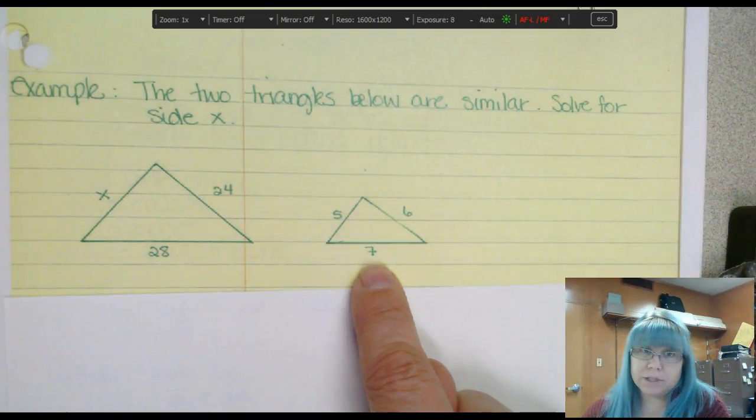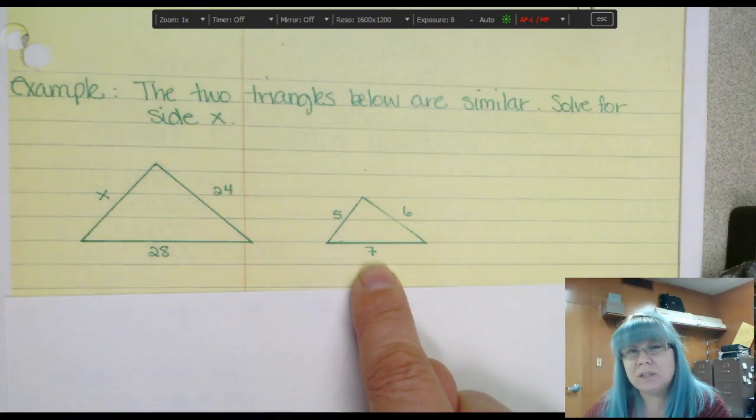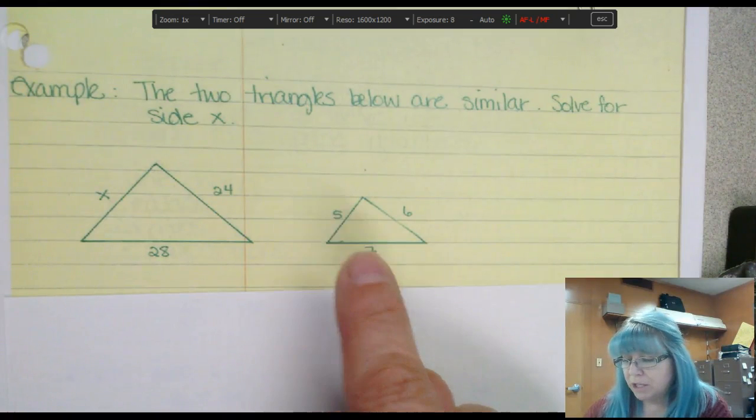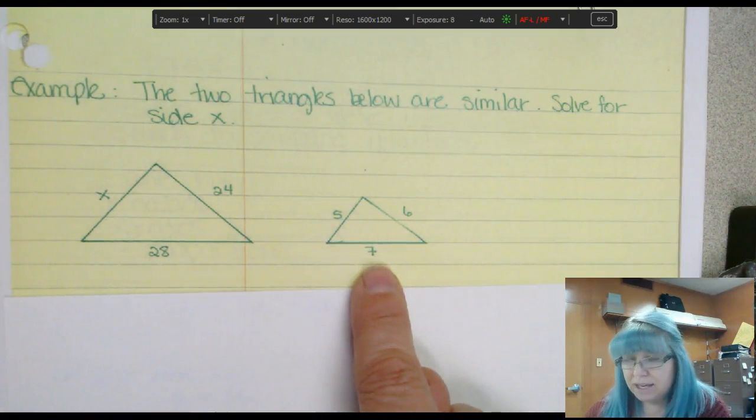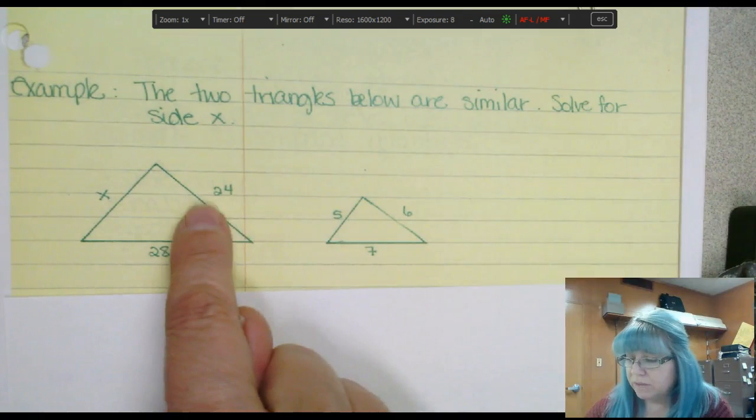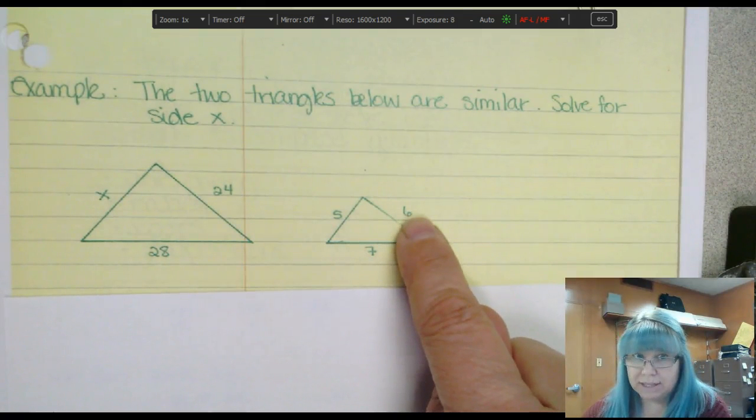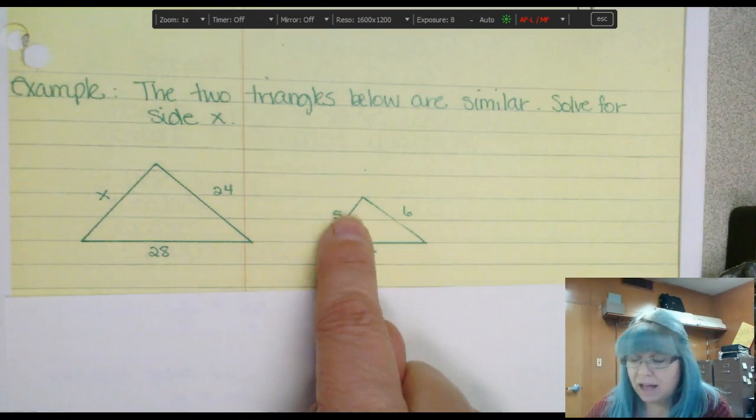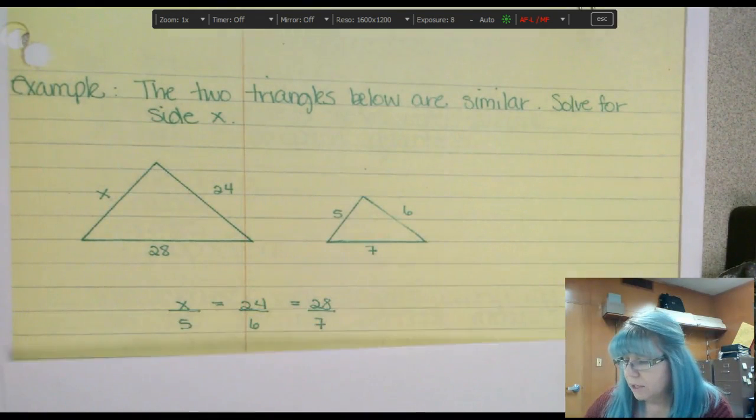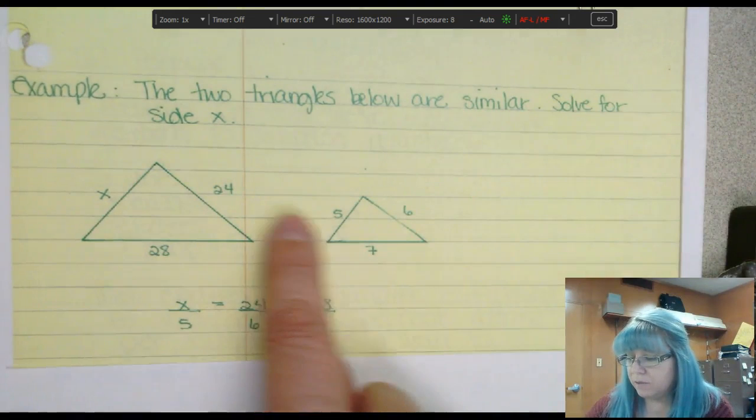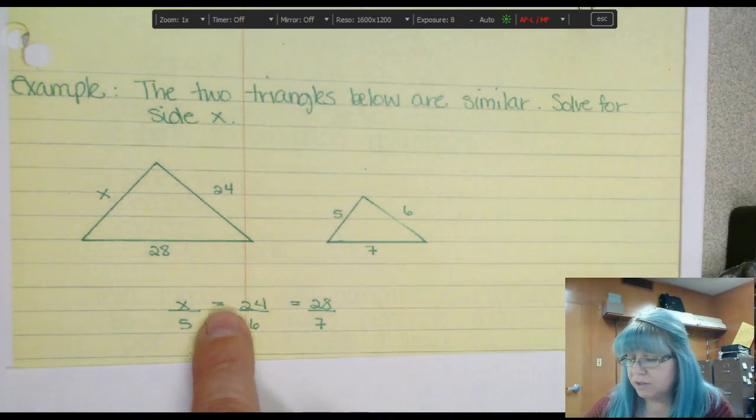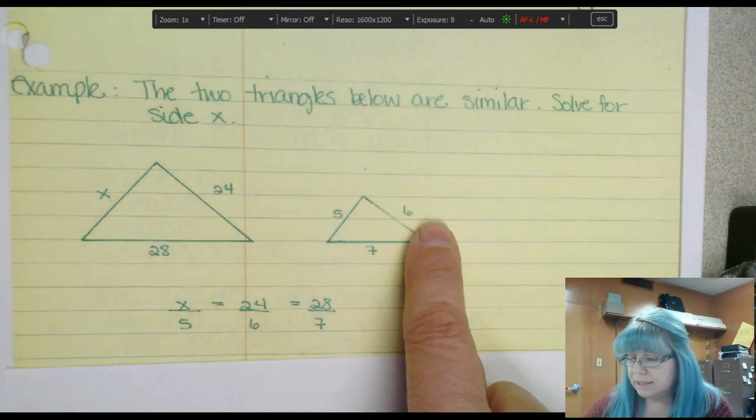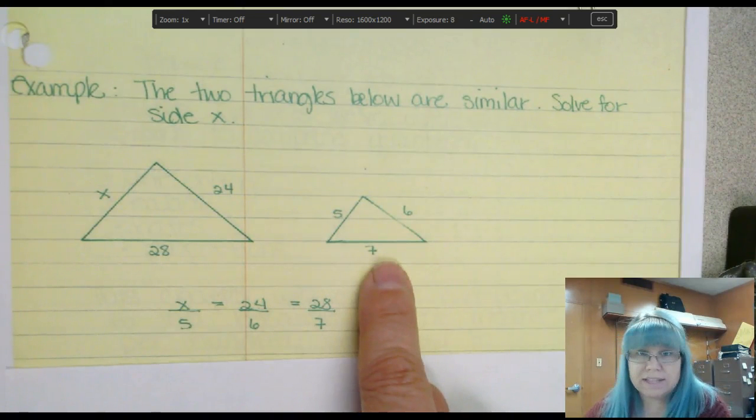Because they are similarly shaped, we have a correlation between each of the sides. So 28 and 7 have a correlation. 24 and 6 have a correlation, as well as x and 5. Therefore, x over 5 equals 24 over 6 equals 28 over 7.